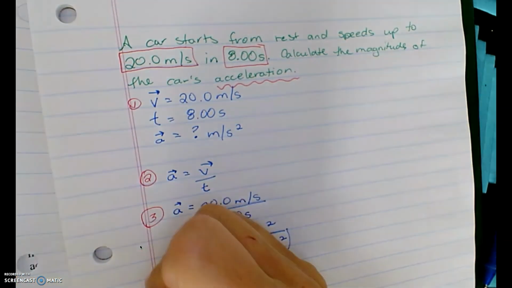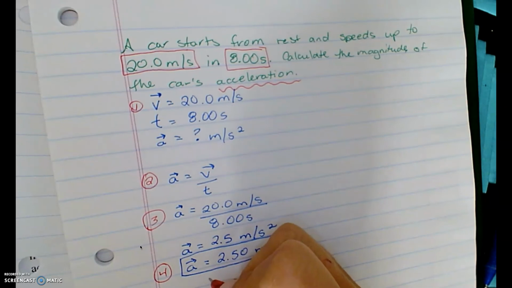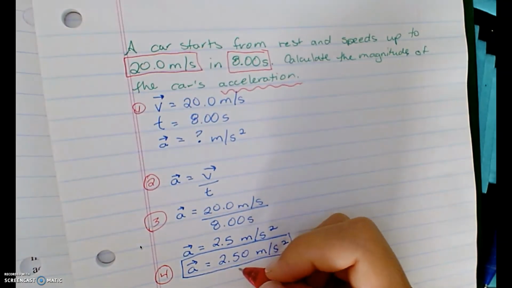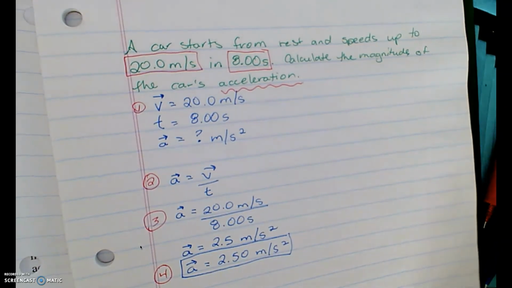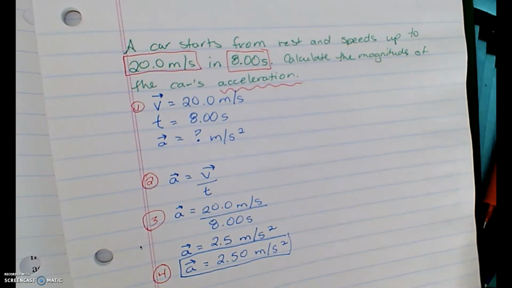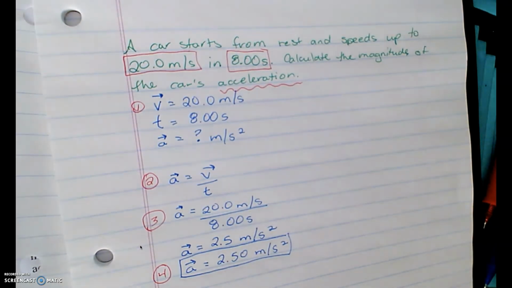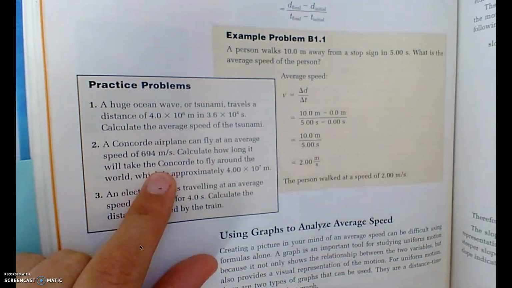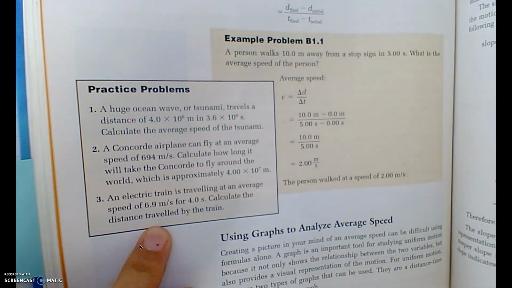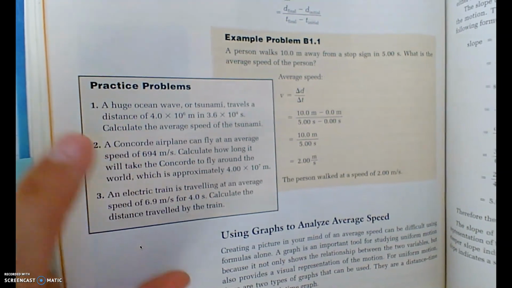Answer in a box with significant digits, and then your sentence would say the acceleration of the car is 2.5. And the next question you were asked to do is from your textbook. We had these practice problems about an ocean wave, an airplane, and an electric train. So you're working on those, and I will post the solutions right away.